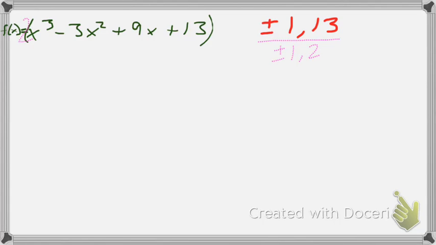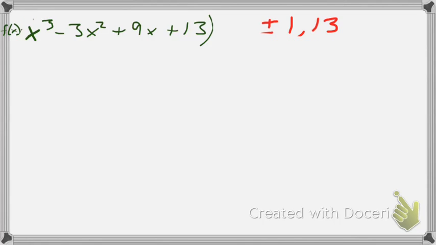I would wait till the end of my synthetic division chart to start guessing fractions. I would guess the whole numbers first, but those are possibilities. 13 halves would be another possibility, and -13 halves would be another possibility. You've got to take every possible number that you can get from that group. But that's not what we have here. I'm just showing you how it would work with a leading coefficient other than 1.